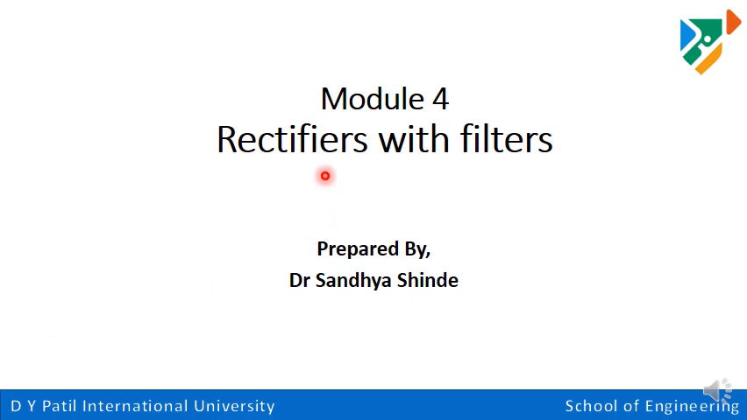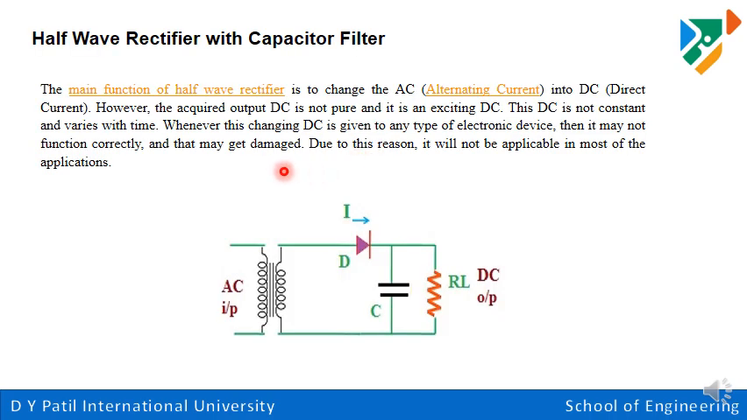Hello friends, our today's topic is rectifiers with filter. In the previous module we covered the rectifier concept. Rectifier means what? It converts AC into DC. But if we check the waveform of a half wave, full wave or bridge rectifier, we do not get a pure DC. What we can say is, in a rectifier we get a pulsating DC.